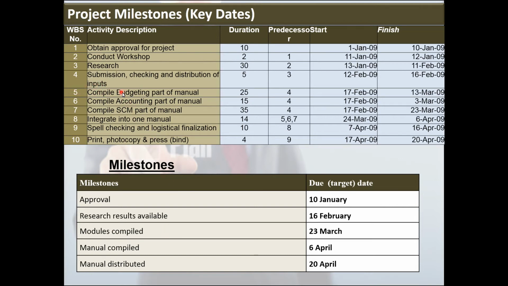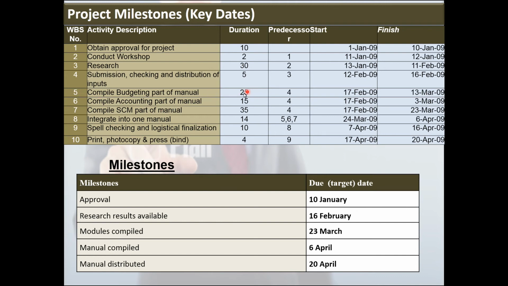The budgeting module, the accounting module, and the supply chain management module can be done simultaneously if you have different people working on each of these modules. If you have different experts, then they can be done in parallel. But if you have the same person who must do all three, you will not be able to do this. Then they will be in series, the one after the other. But let's say they can be done, like it is presented here, in parallel.